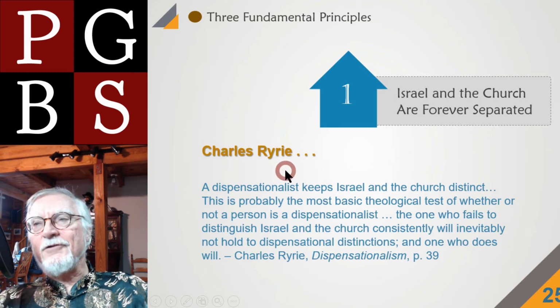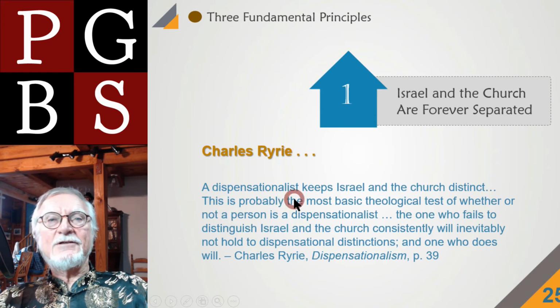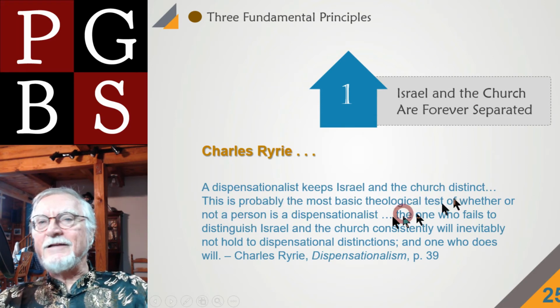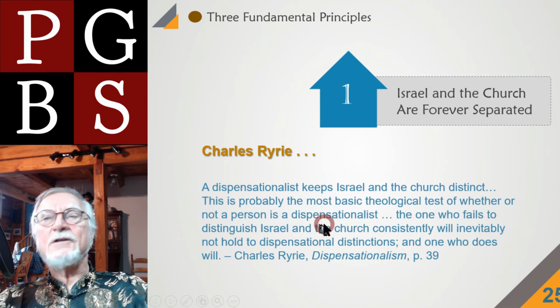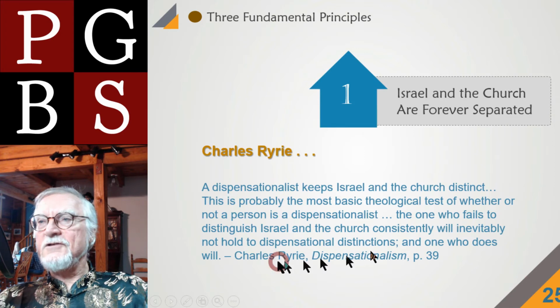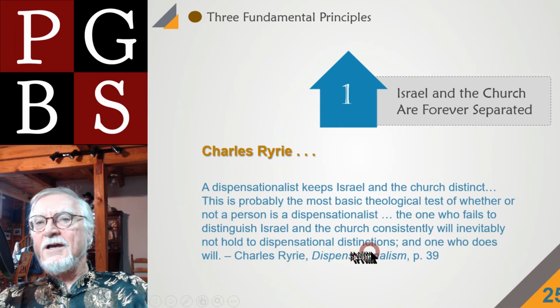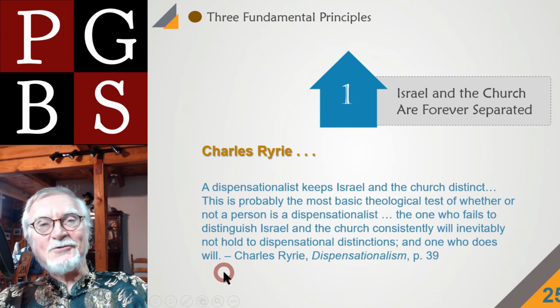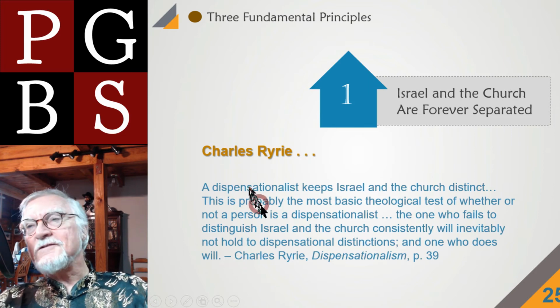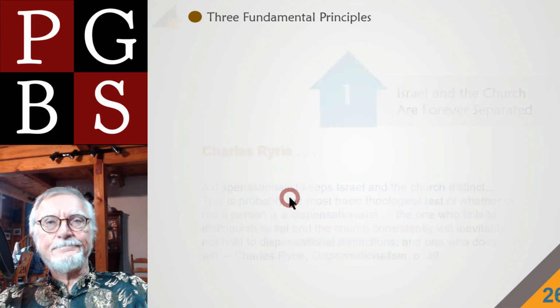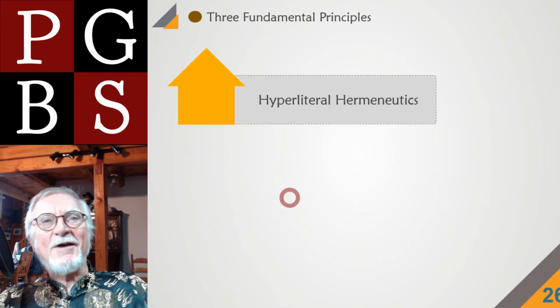Here's a quote from Charles Ryrie, the great dispensationalist theologian. He says this: a dispensationalist keeps Israel and the church distinct. This is probably the most basic theological test of whether or not a person is a dispensationalist. The one who fails to distinguish Israel and the church consistently will inevitably not hold to dispensational distinctions, and the one who does will. So there you have it. It's big. Israel and the church have got to be separated, out of the words of the dispensationalist's own mouth.